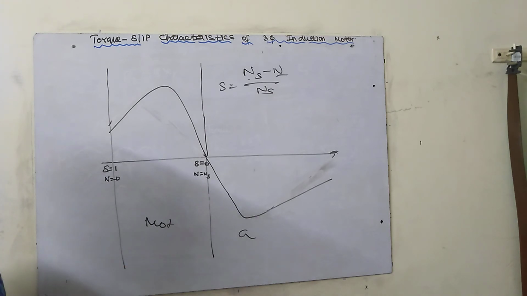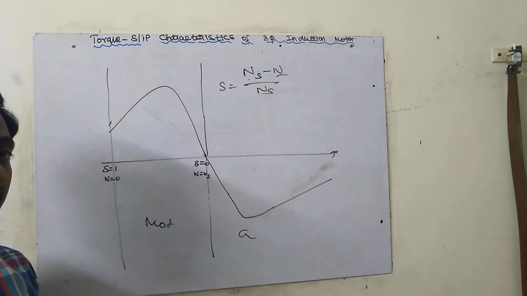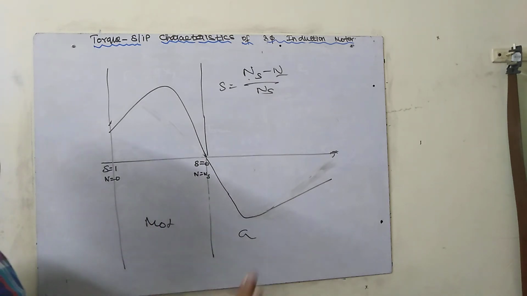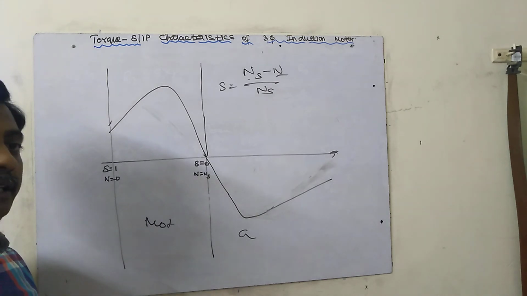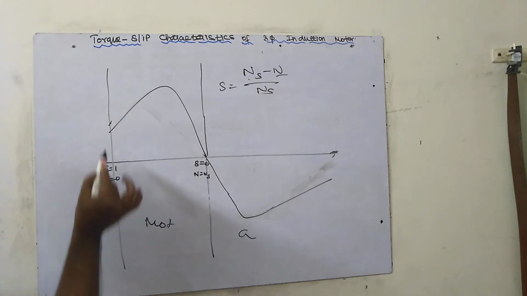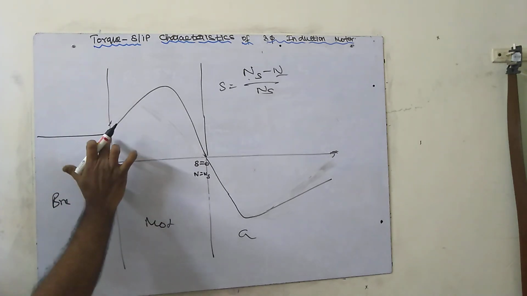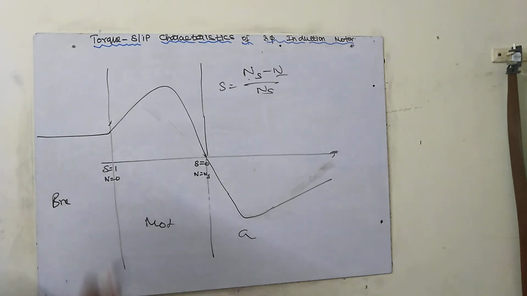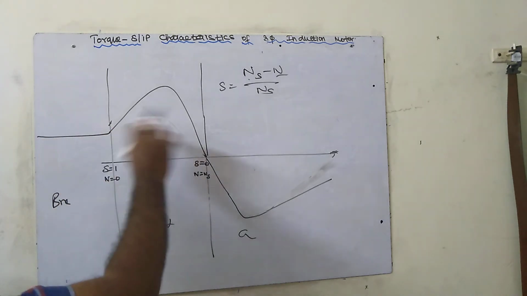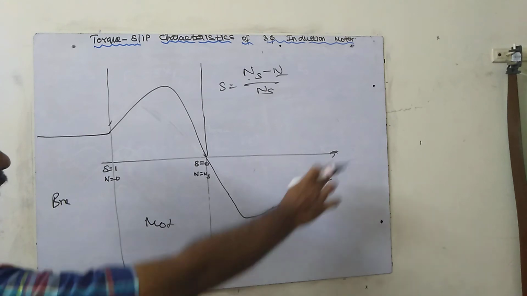Electrical brake. Electrical brake means, suppose the supply phase sequence is RYB, and I change the phase sequence to RBY, the motor will give a reverse torque. Already the motor is rotating in the clockwise direction. If I change the phase sequence, it will automatically try to rotate in the anti-clockwise direction. That is called braking mode. So the braking mode will be like this. This is the braking region. Here it will be, as we have already seen, a mirror of this.